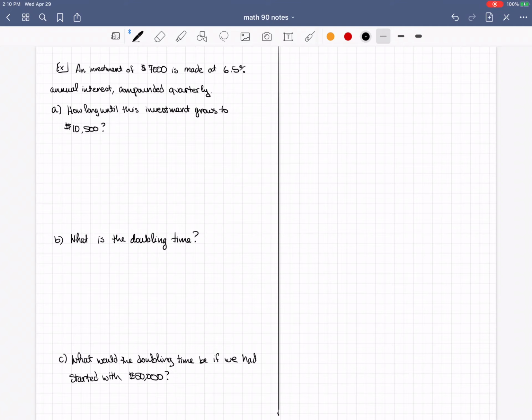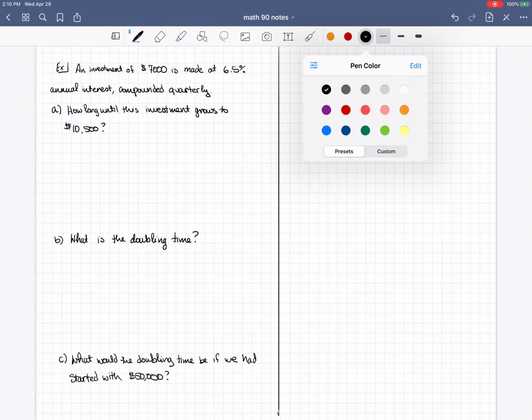All right, everybody. So in this lesson, we are going to start with a multi-part example, and then we're going to introduce kind of a new idea that continues to develop this one. So we are looking at an investment of $7,000 made at 6.5% annual interest, and this time it's being compounded quarterly. So how long until this investment grows to $10,500?